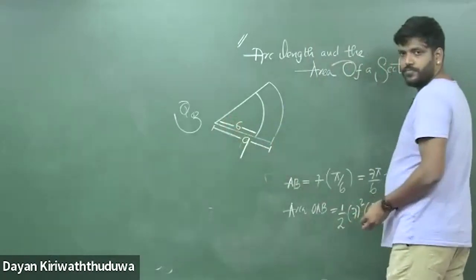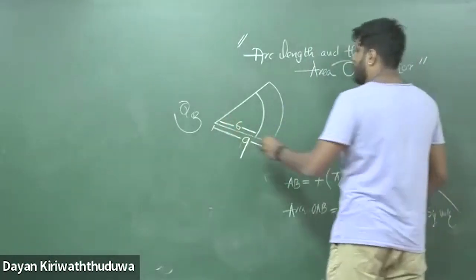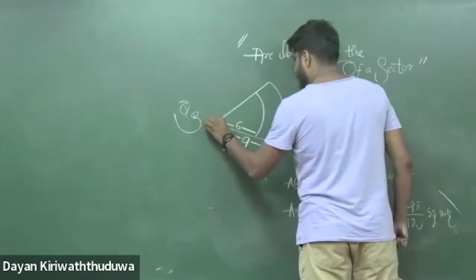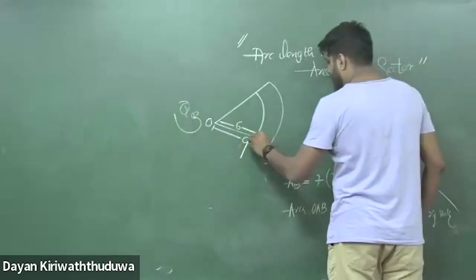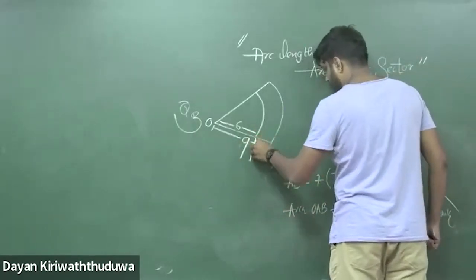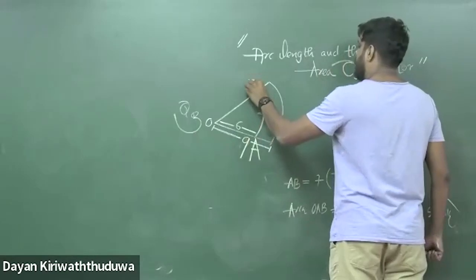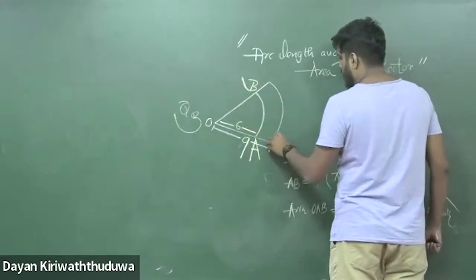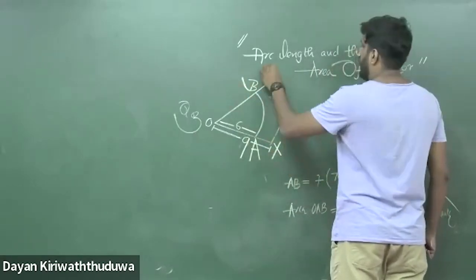Okay. So let's call this O as usual. And let's name this point as A. This is B. Okay. Let me call this X and Y.